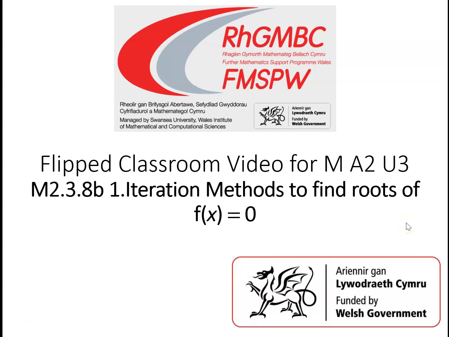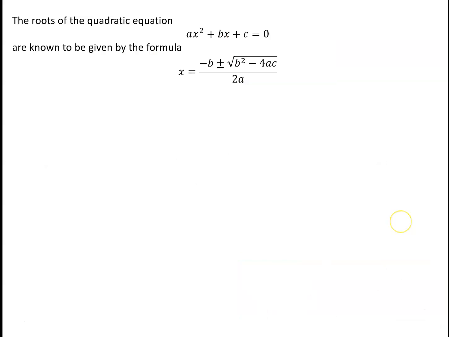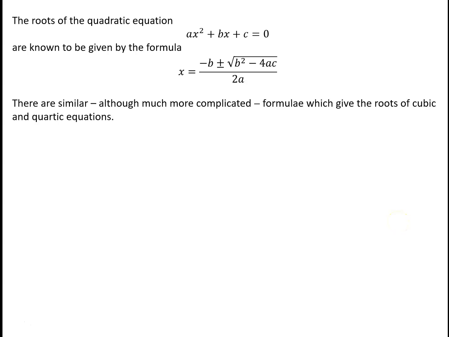In this video we're going to look at how iterative sequences can be used to find roots of the equation f of x equals 0. Now we know that roots of quadratic equations like ax squared plus bx plus c equals 0 can be found using the formula x equals minus b plus or minus the square root of b squared minus 4ac, all divided by 2a. There are similar but much more complicated formulae which give the roots for cubic equations and quartic equations.